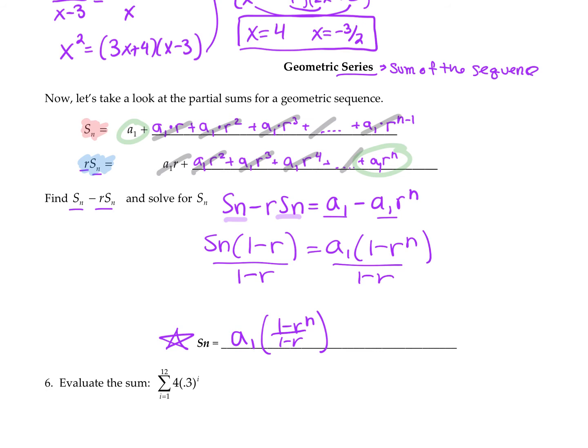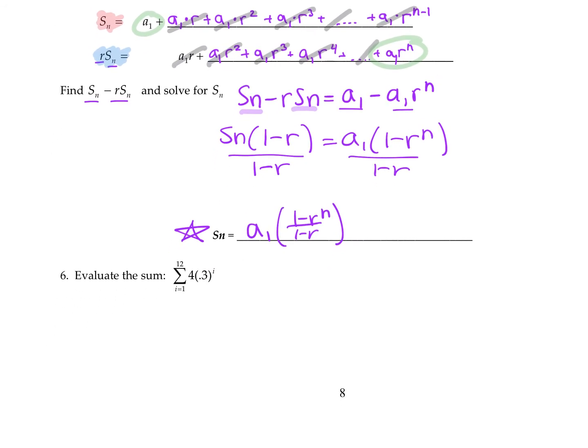You need to be able to recognize that this is the sum of a geometric sequence. So how can we use this formula? So let's say they give us a sum like this and ask us to evaluate the sum. So I know this is a geometric sequence because it's in the form of a1 times r to some power. So that's how I know it's geometric. So what do I know from this sequence? I know that if I plug in 1 for i I would get 4 times 0.3. So I know that my a1 is 1.2. I also know that my r is 0.3. And I know that my number of terms is 12 based on this number on top.